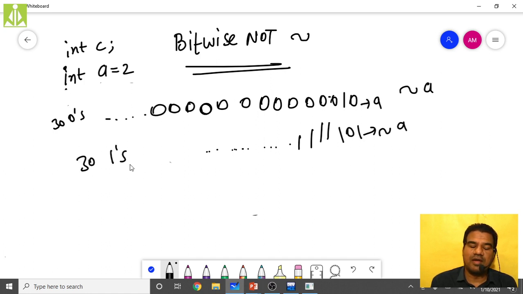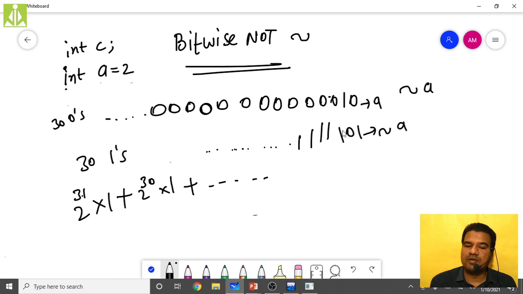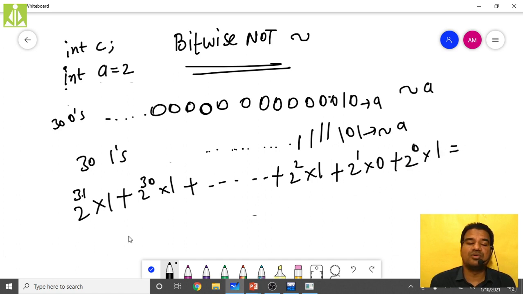30 ones. Okay, each and every one you have to multiply with 2 power, isn't it? Here we'll start with 0. So we have to start with 2 power 31 multiplied with 1, plus 2 power 30 multiplied with 1, plus, and so on up to this. This is what? 2 power 2 multiplied with 1, plus 2 power 1 multiplied with 0, plus 2 power 0 multiplied with 1. This entire thing you have to calculate. So to get the value, 2 power 32 is a very huge value.